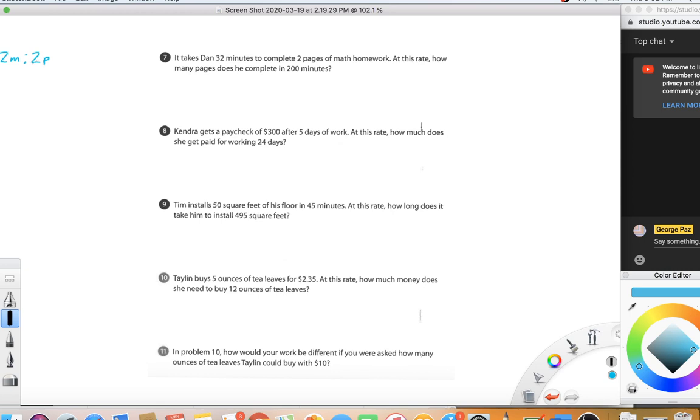So we need to go to 200 minutes, to find out how many pages you can do in 200 minutes. But there's not a number that I know off the top of my head that I can do 32 times to get 200. So I'm going to do the opposite. I'm going to divide 200 divided by 32.